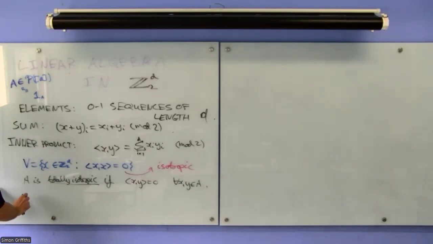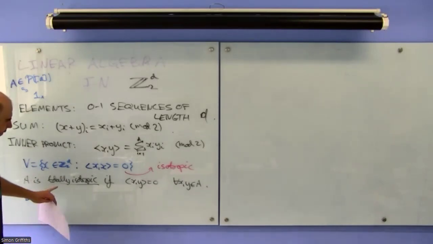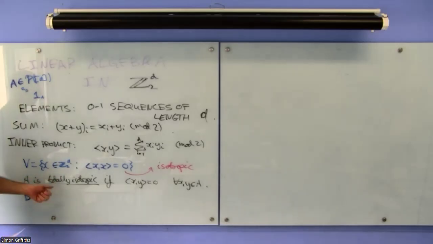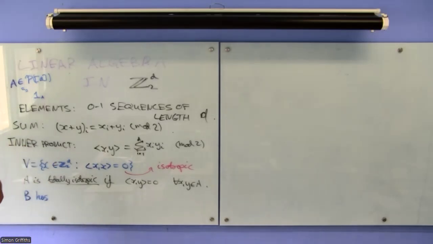Its definition is the same as A is contained in A perpendicular. Yes, so totally isotropic is the same as A being contained in its perpendicular.